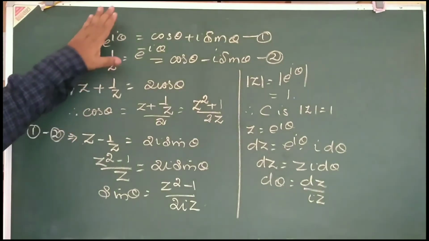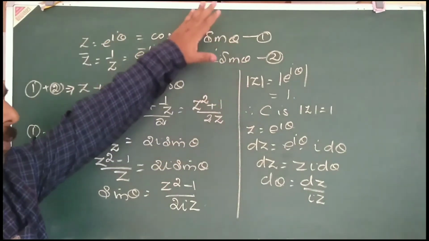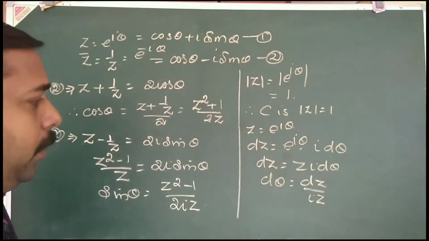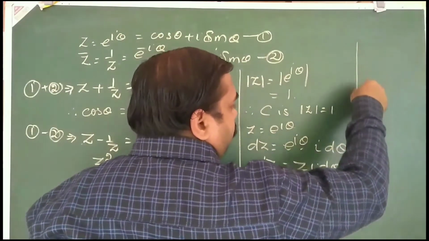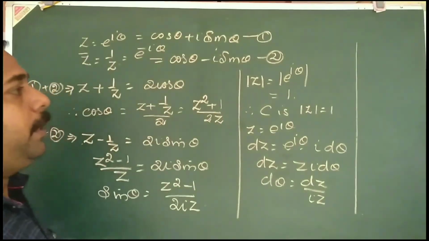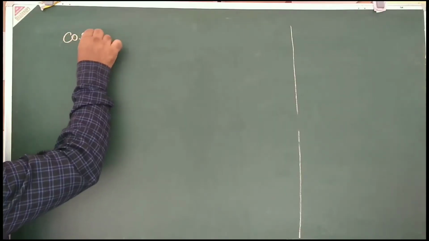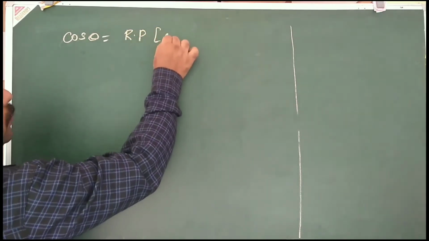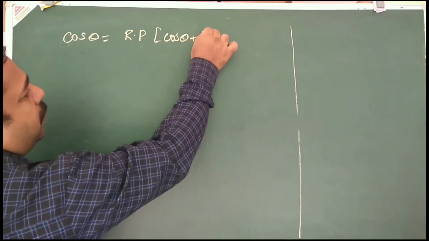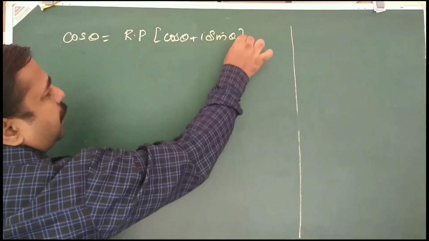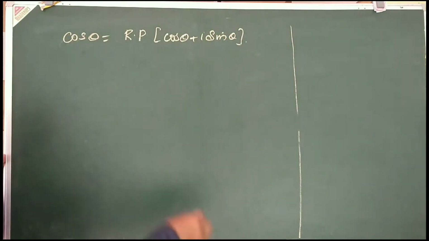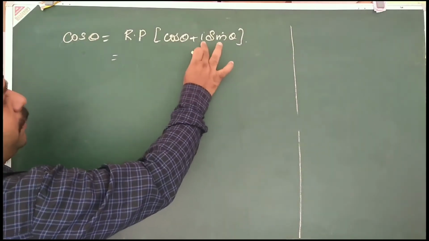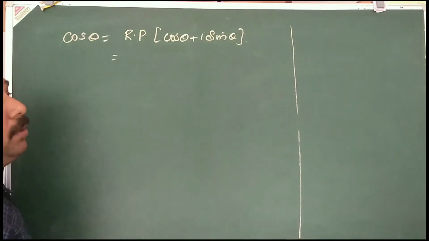So this is common for all problems that contain theta, sin theta, cos theta. Now, if the numerator contains cos theta, it is equal to the real part of cos theta plus i sin theta. Because this contains no i, this is the real part, and this contains i, so this is the imaginary part.